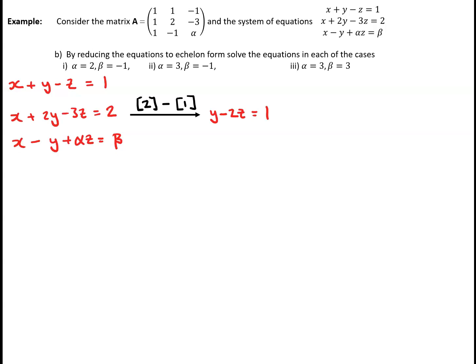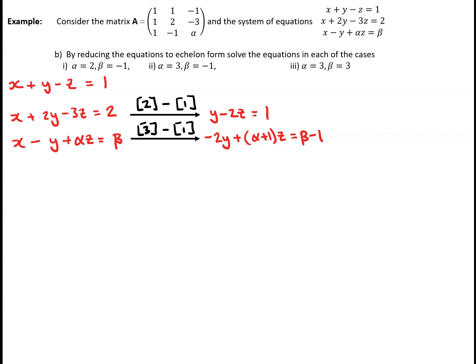Taking equation 3, again I'm looking to eliminate x, so I need to take equation 3 and subtract equation 1. If I do that, I'm going to get x take away x is 0, which is exactly what I wanted, so I'm not even going to write that down. Minus y take away plus y is minus 2y. And then I've got alpha z take away minus z, so that's going to be plus alpha plus 1 z equals beta minus 1. So we've got minus 2y plus alpha plus 1 z must equal beta minus 1.